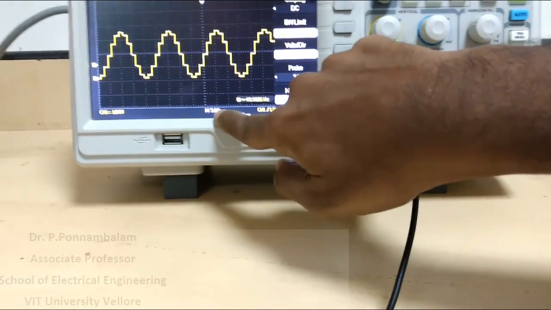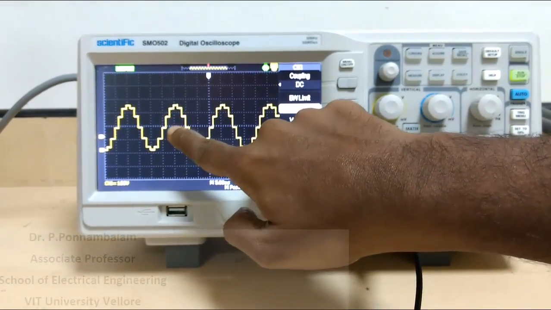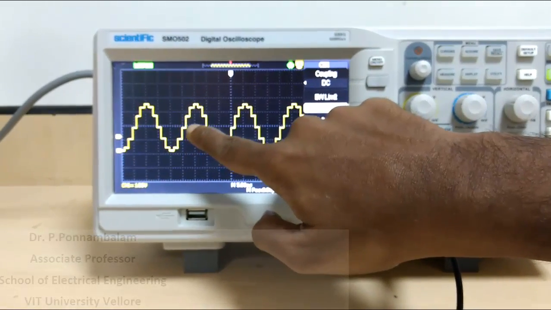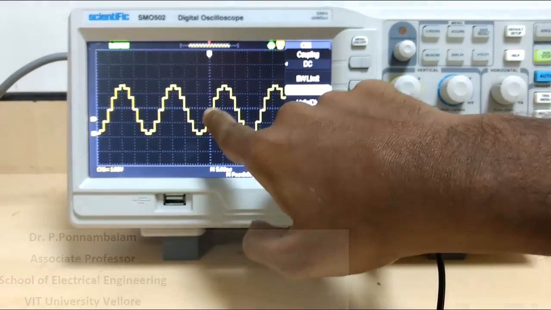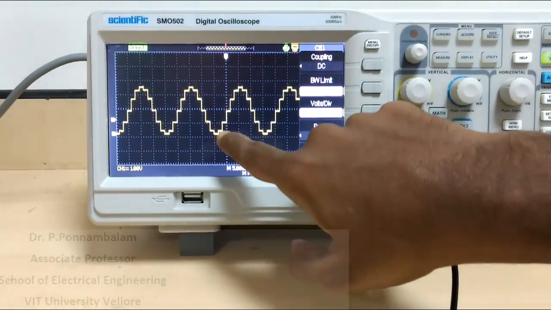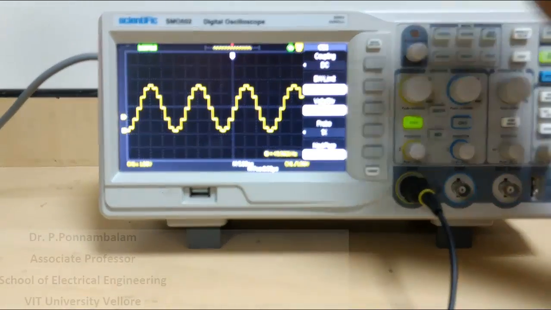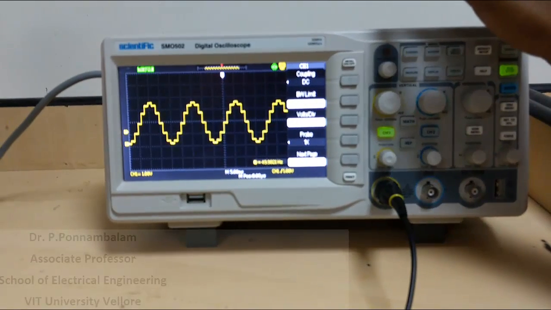You see 5 milliseconds for a single box. You can see two boxes comprise the half cycle. So 10 milliseconds is for half cycle, and for the full cycle it takes 20 milliseconds. So a 50 hertz frequency sine wave we have generated successfully. So this is the procedure.